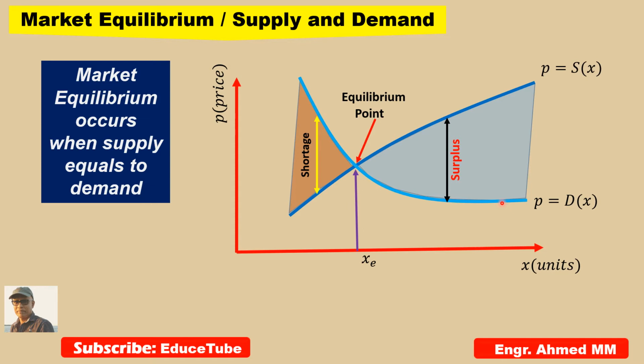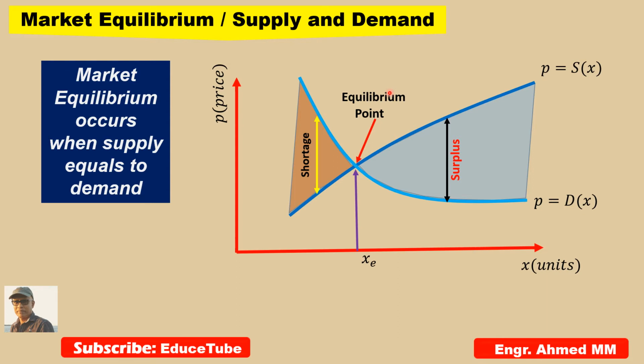Now we are finding the equilibrium point. The law of supply and demand says that in a competitive market environment, supply tends to equal demand. That is the point here. When this occurs, we already know it is an equilibrium point.